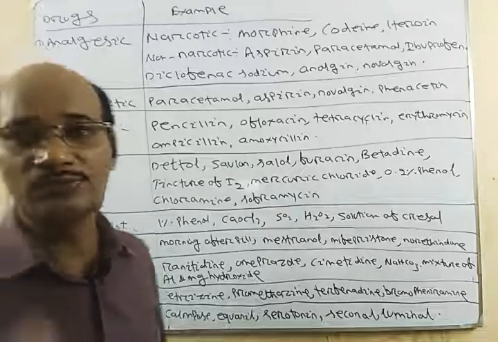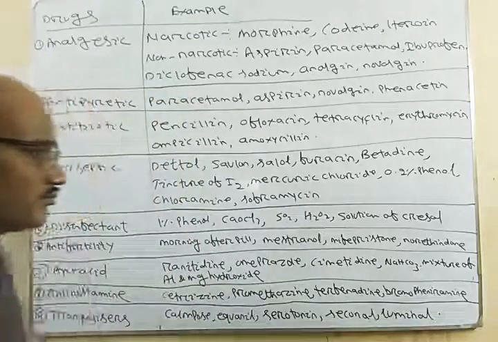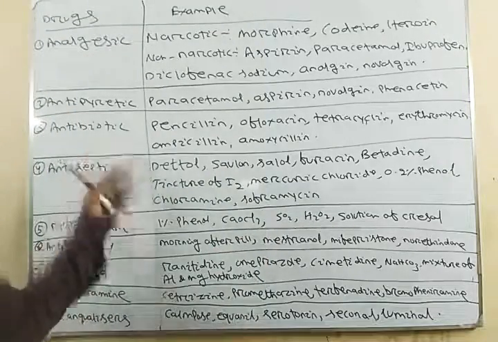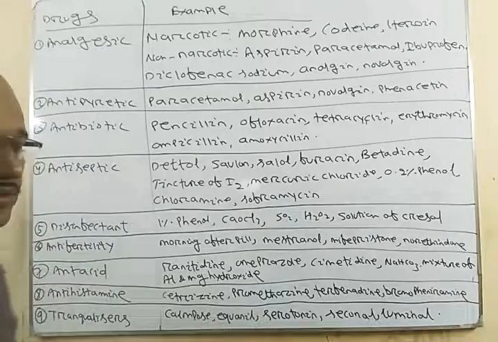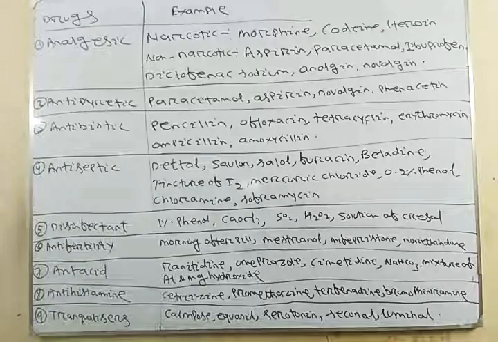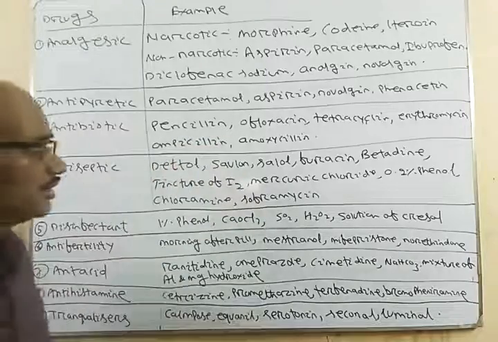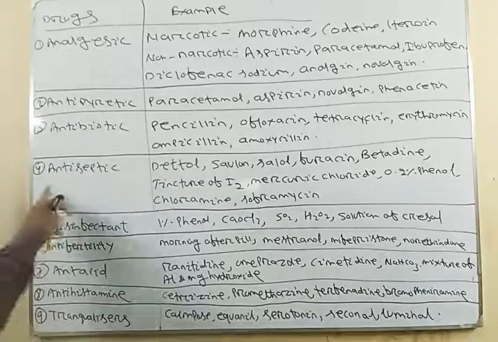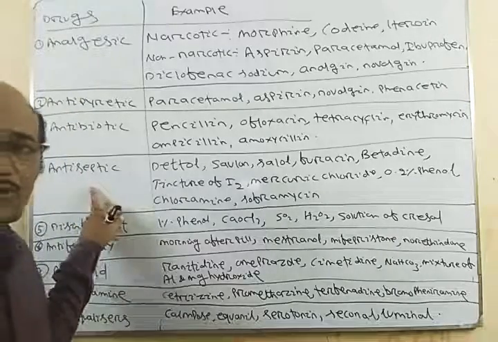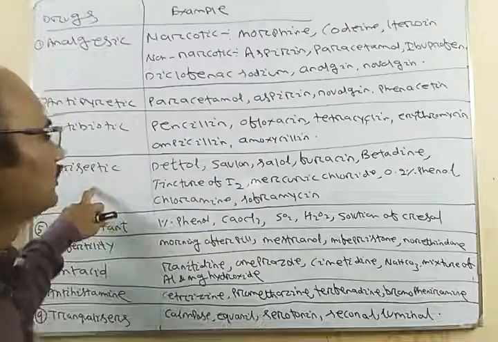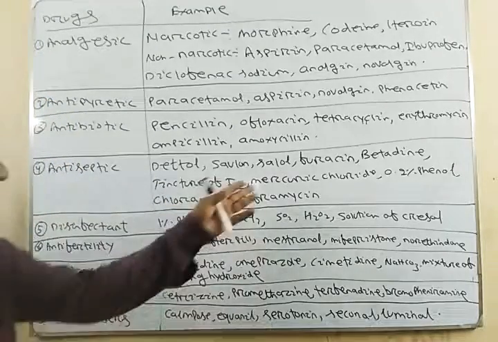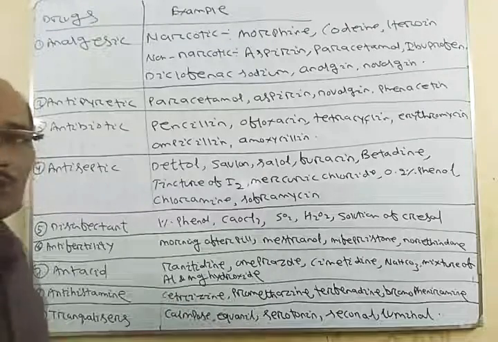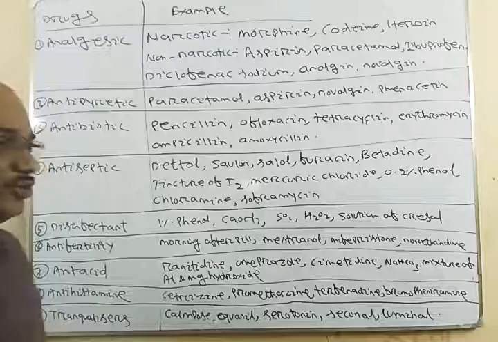antipyretics are used to reduce fever or temperature: paracetamol, aspirin, novalgin, phenacetin. Antibiotics are used to kill microorganisms, like penicillin, ofloxacin, tetracycline, erythromycin, ampicillin, and amoxicillin. Now, antiseptics destroy microorganisms in living tissue, like Dettol, Savlon, Cetavlon, Furacin, betadine, tincture of iodine, mercuric chloride, 0.2% phenol, chloramine, and sulfamycin.